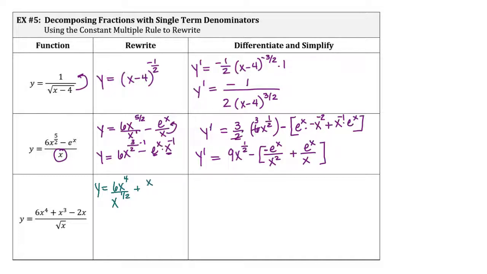plus x cubed over x to the 1/2, minus 2x over x to the 1/2. And again, you do need to go through and subtract your exponents. So here we're going to have 6x, and then 4 minus 1/2. Well, that's 3 1/2, which is 7/2.